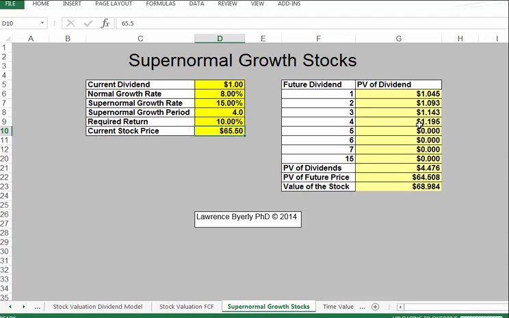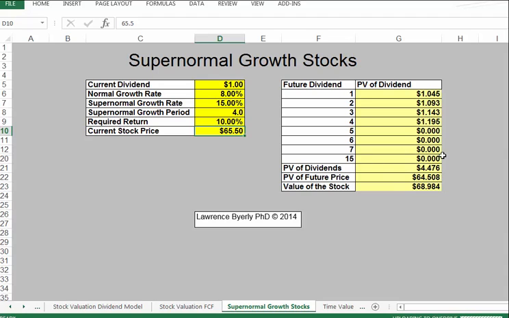We also then need to predict what the price is going to be at the end of this 4th year, and we do that using the dividend growth model. We have the dividend at the end of the 4th year. We're going to calculate the dividend in the 5th year. We know the required return's 10%. We know the growth rate moving forward is 8%. So the present value of that future price is $64.51.